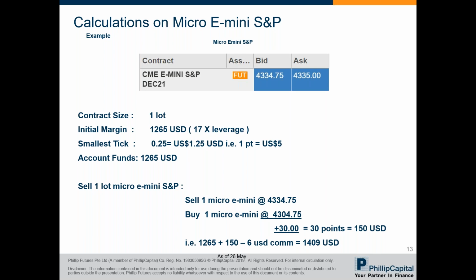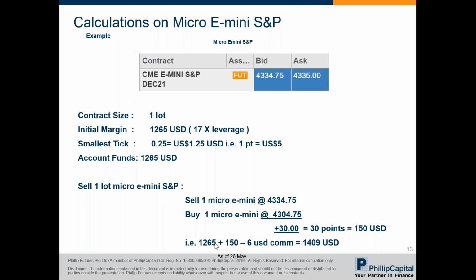We look at the bid price, which is 4,334.75, which is our entry price to sell one lot. And subsequently, assuming that the price drops down to the price level of 4,304.75, we'll do a buyback at this price, and the difference between the selling and buying price is about 30 points in the movement of the index. As we mentioned before, 1 point equals US $5. 30 points movement will actually equal 150 US dollars.